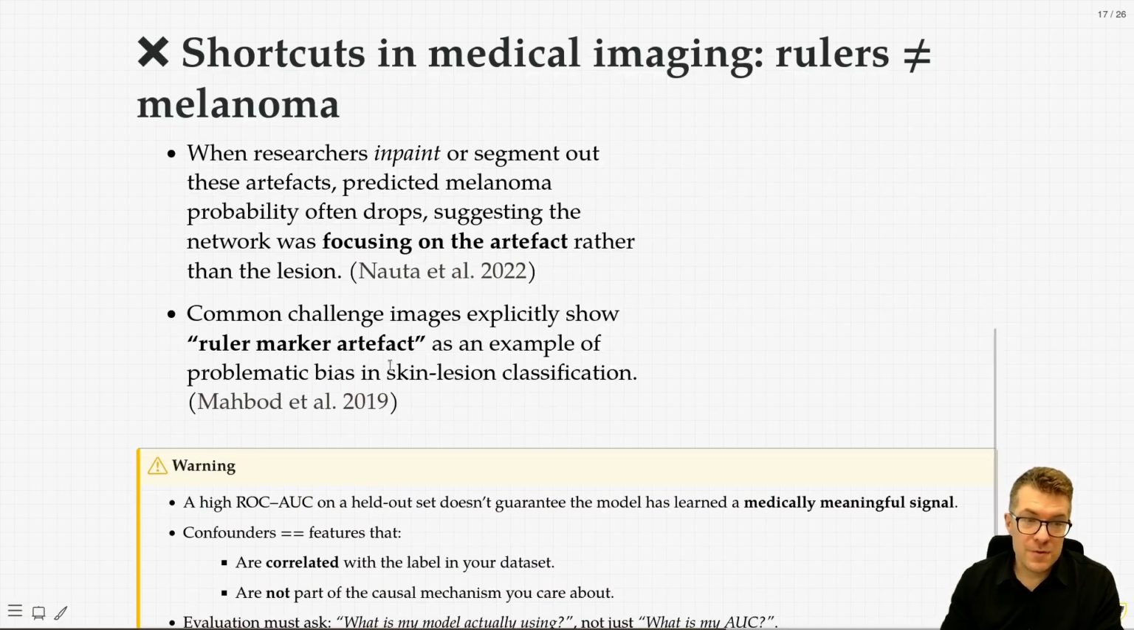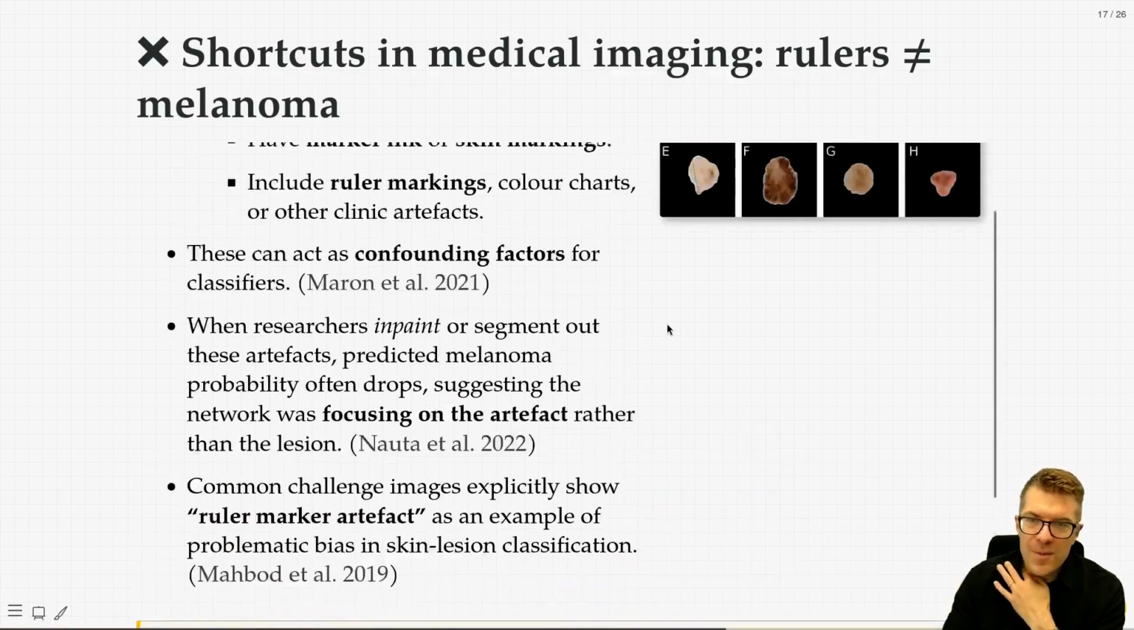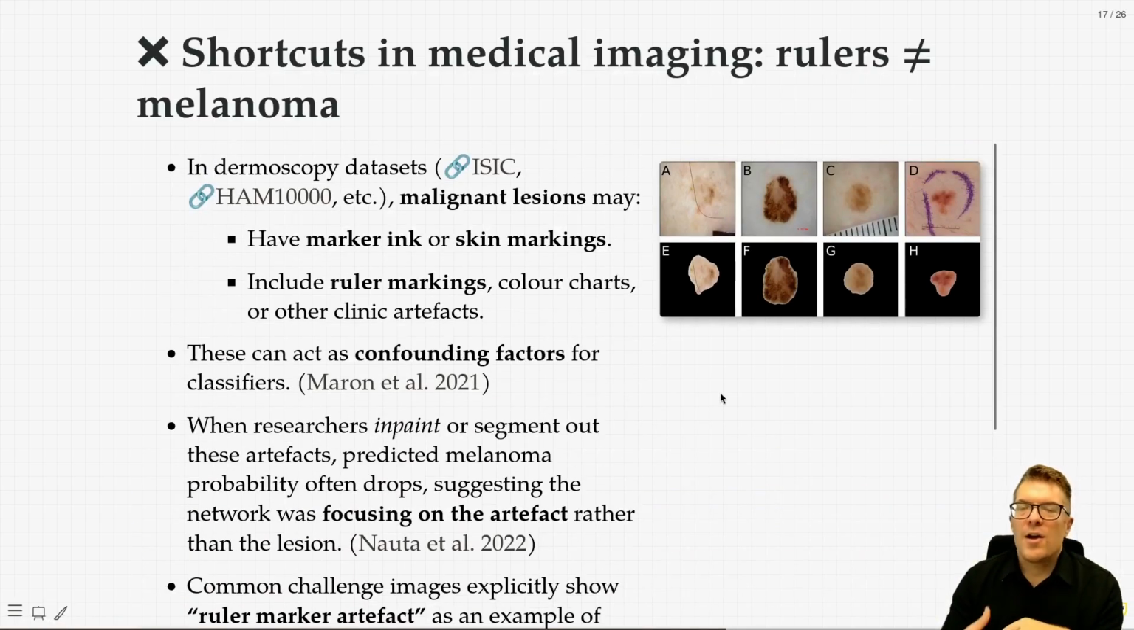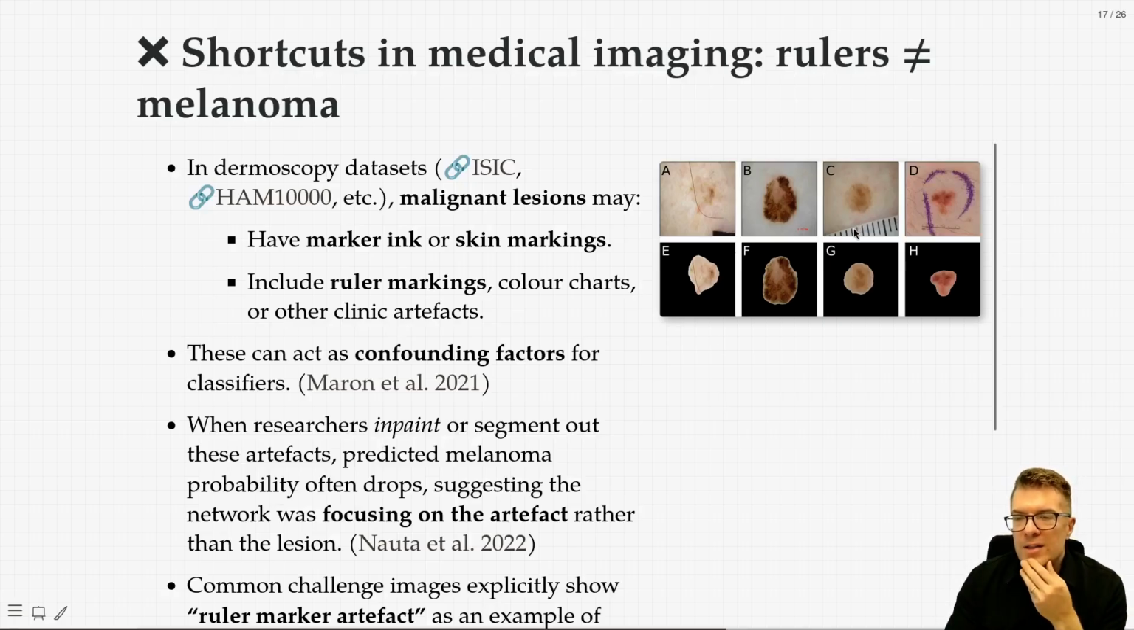There are lots of challenge images that explicitly show this ruler marker artifact as an example of problematic bias. You can read a lot more about it in this ICASSP paper, and I really recommend you do so. So this is one of those instances, again, where you're doing experiments and computing all of these metrics. They would look very good on paper, but unfortunately, something else is going on behind the scenes that's giving you metrics that look good.